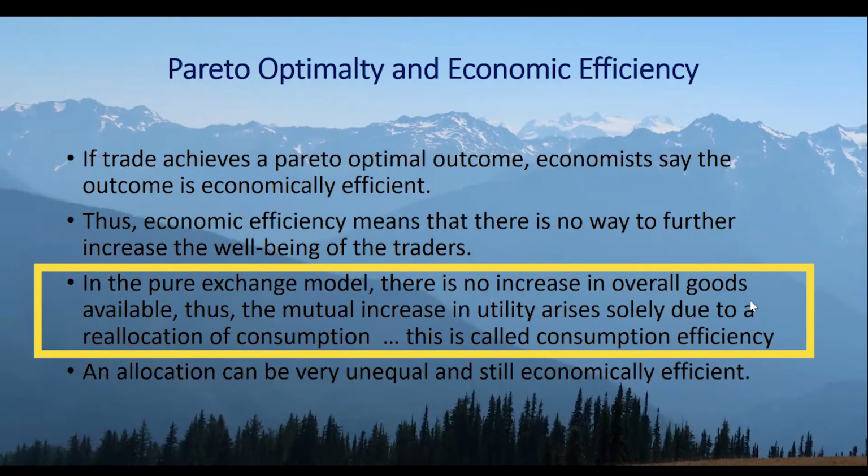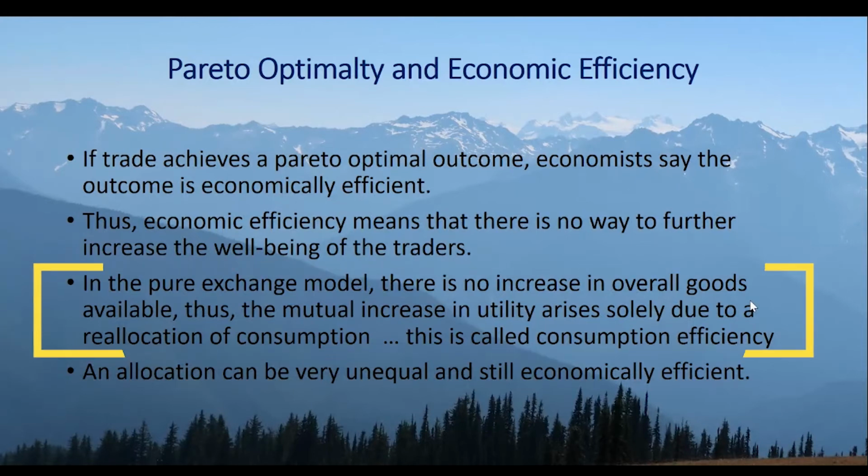And despite the fact that there's no increase in overall goods, that mixing up of the allocation, moving into the lens, is actually increasing overall utility. Now, economists will also say that's increasing economic efficiency, but there's a type of efficiency we're describing here, and the type is called consumption efficiency.